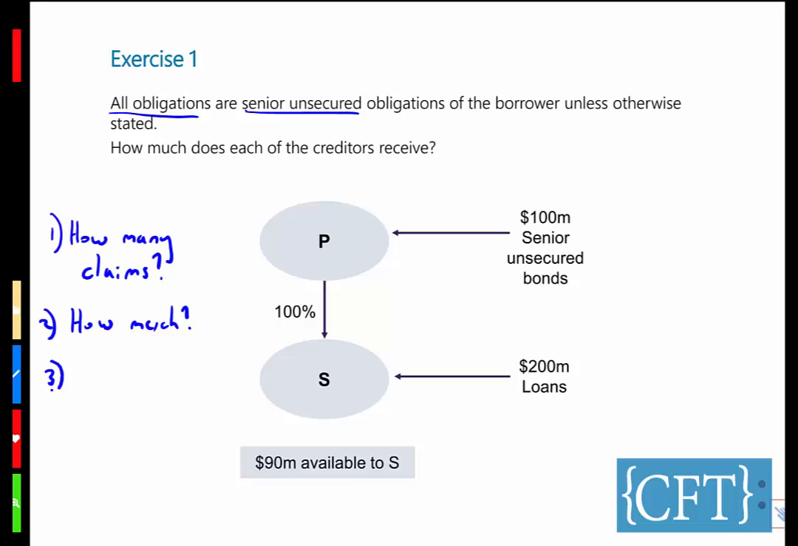And then thirdly, we're going to rank the claims and distribute the cash. So let's look at this company. We've gone for the simplest group structure in the world, which is one parent company owning 100% of the equity in that subsidiary. Now the group has gone bust, as I said. You can see the parent company has issued some bonds and the subsidiary has gone out and borrowed some loans from the bank. Now 90 million is available to S.